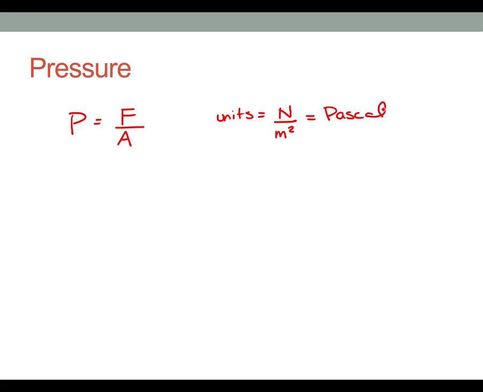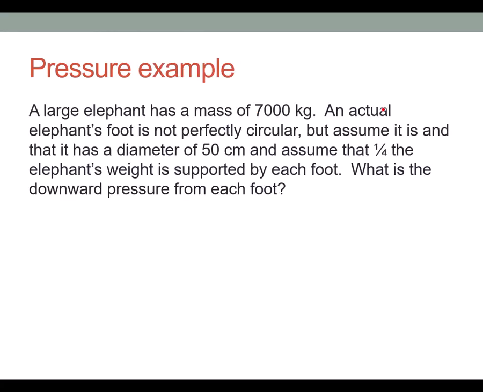So we're going to move into an example now. The first example, I guess there's three examples, looking at my notes. The first one involves an elephant. A large elephant, and this is pretty much as big as they come, has a mass of 7,000 kilograms. If you look at an elephant's foot, it's not perfectly circular, but we're going to assume that it is, and that its diameter is 50 centimeters, and that when an elephant is standing, 1/4 of its weight is supported by each foot. So what's the downward pressure from one elephant's foot?